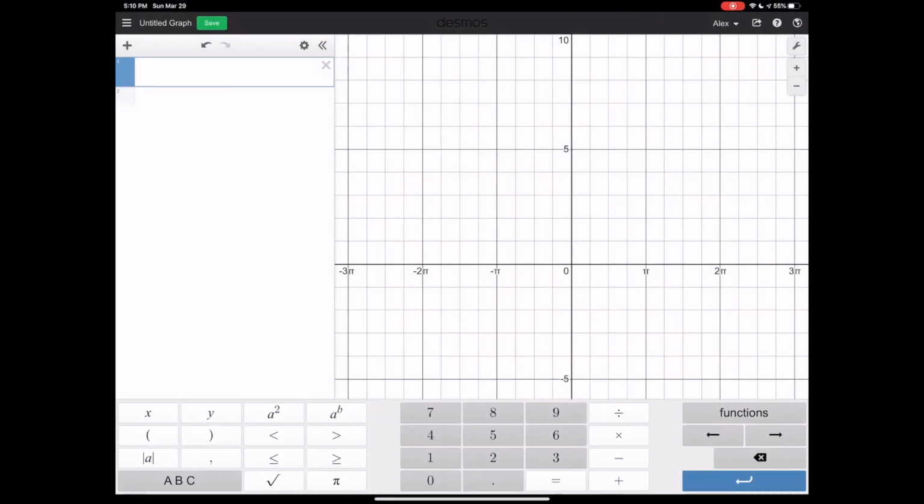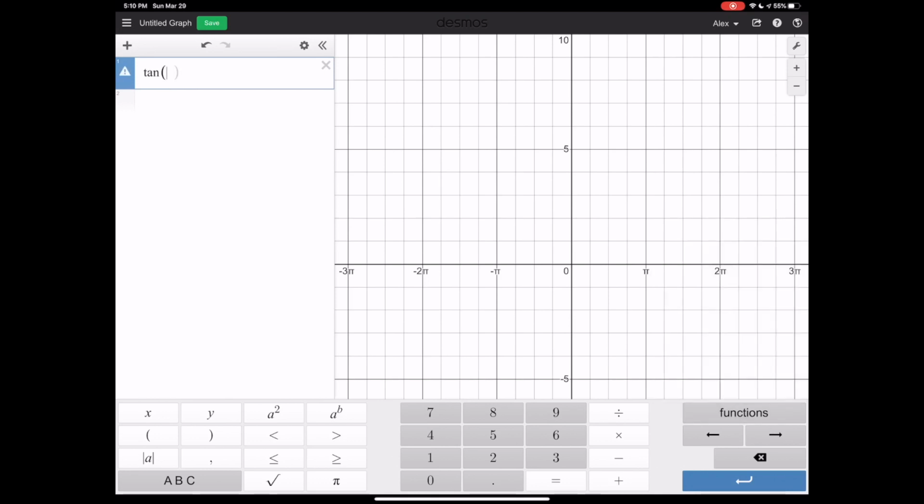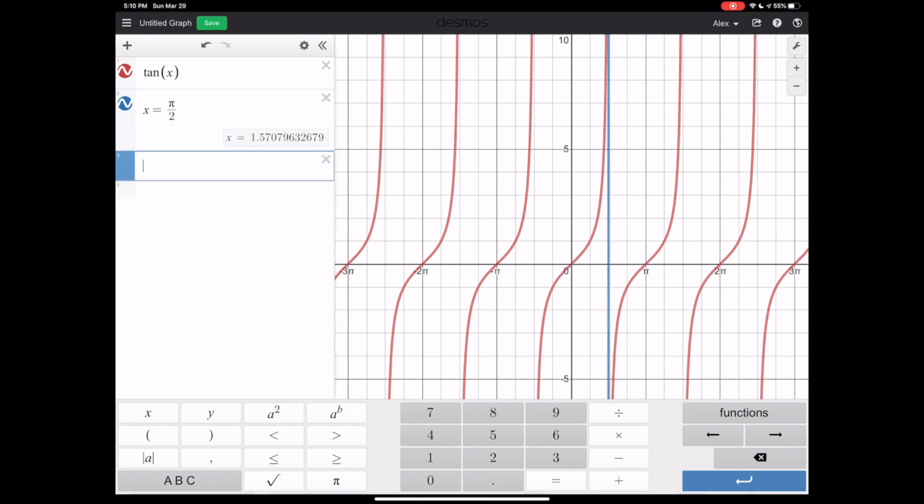I've already got this set up with the pi's. I will type in tangent x, and then you'll see all of the waves over and over. To better see where the vertical asymptotes were, recall we had one at pi over 2. So I'll put in that x is equal to pi over 2. We had another one at 3 pi over 2. We had one at negative pi over 2.